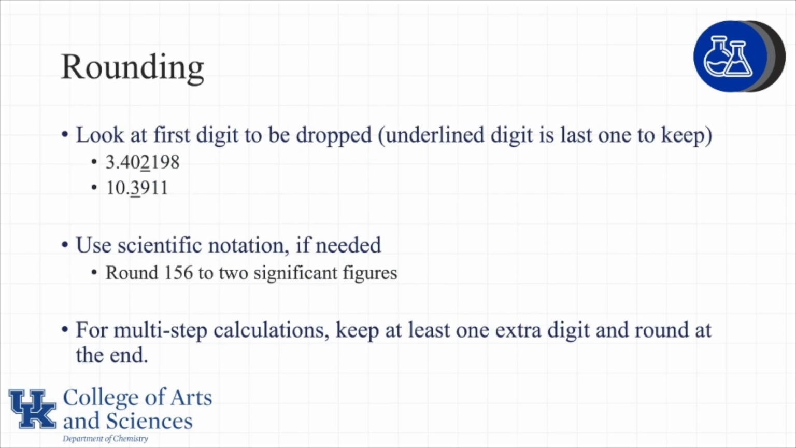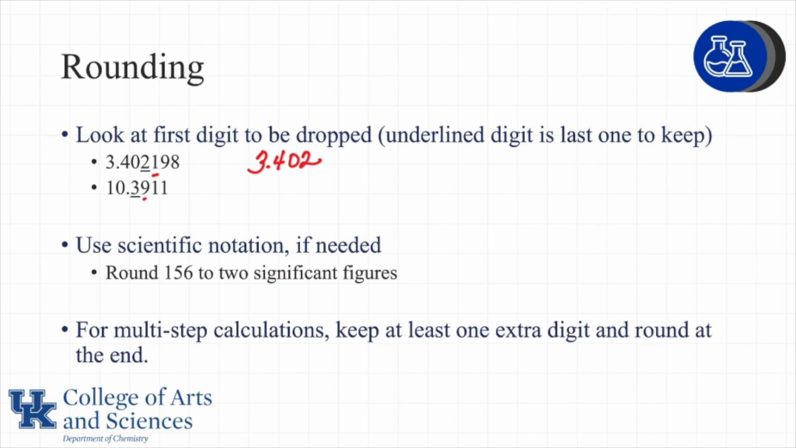In order to write a number with the correct number of significant figures, we have to look at how we round numbers. And the way we do that is we look at the first digit, and only the first digit, that we're dropping. So in this example, if we have 3.402198, and we're rounding this so that the 2 is the last digit that we're going to keep, therefore the 1 is the first digit to be dropped. That is the only number we look at to determine how we're rounding it. And because 1 is less than 5, we're going to round that to 3.402.